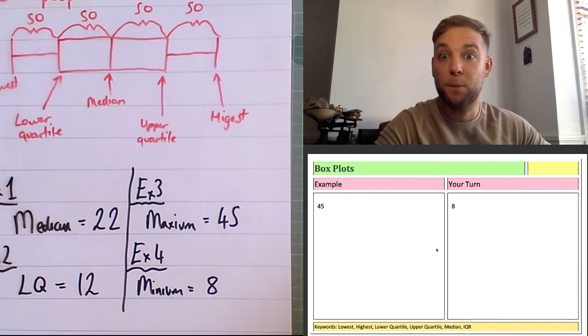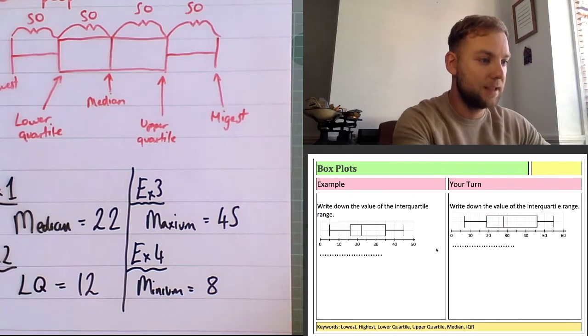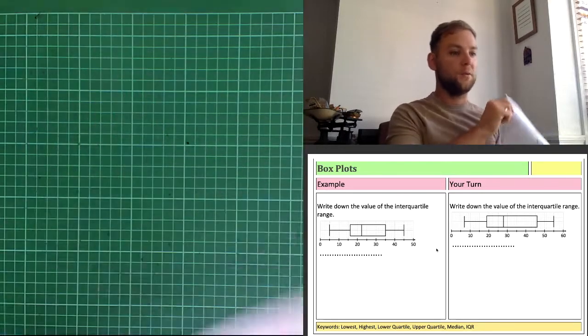45 and 8, super, brilliant. So let's move on from this. So what we're going to be looking at next is something which is called the interquartile range.